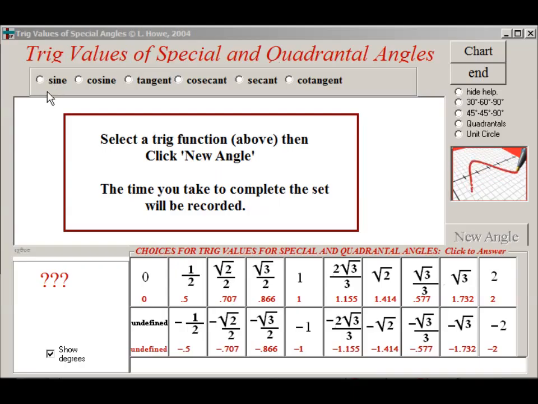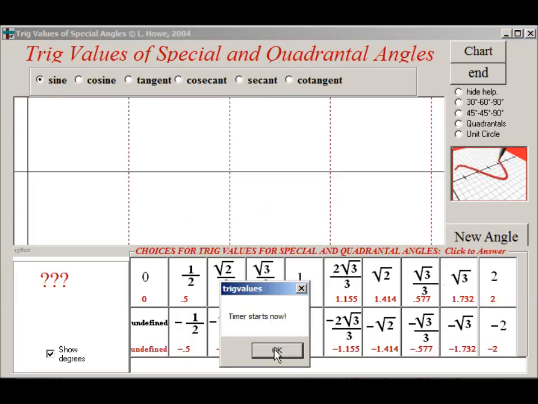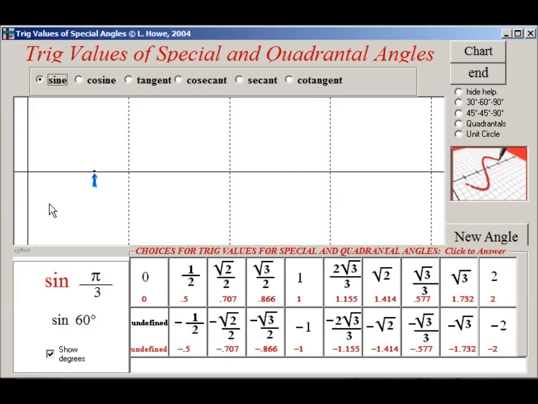So say we were trying to get really good at the sine function. I could click the sine here, and it says that the timer starts now. And the program will give me the sine of pi over 3. Now that's going to be opposite over hypotenuse with a reference, so it's going to be the square root of 3 over 2. And I click in, since I actually thought about it, it gives me the y value of the point for there. And now I take a new angle, and it's going to give me the sine of 45.